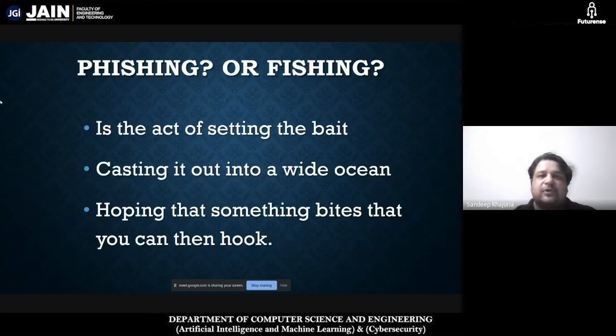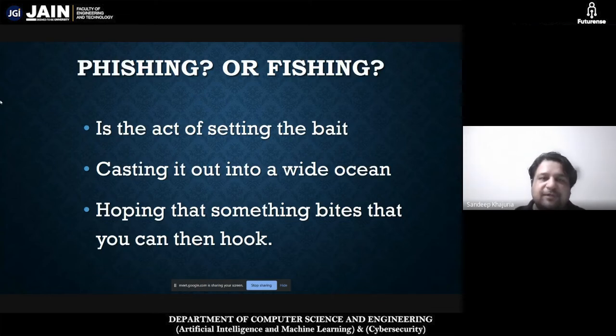So yeah, it is called phishing. You can spell it PH or F, depends on you. It is the act of setting the bait. What happens in fishing is you have your fishing rod, you have your fishing hook in the water, and you are just waiting for the fish to bite it.